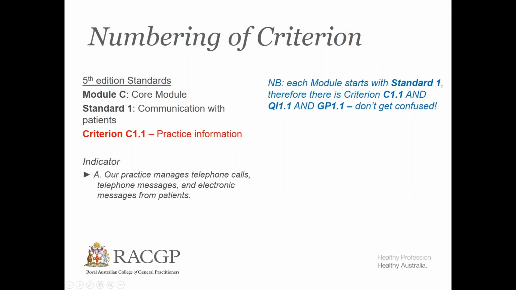So between the 4th and 5th editions, there have been some changes to the numbering of the criteria. In the 5th edition, each module is denoted by C for core, QI for quality improvement, and GP for general practice, then the relevant standard, followed by the criterion, and then the indicator. So there's an example there: the core module is C, standard 1, communication with patients, and criterion 1, practice information, makes it C1.1. And then the first indicator there is A, and the indicator is what the practices are assessed against.